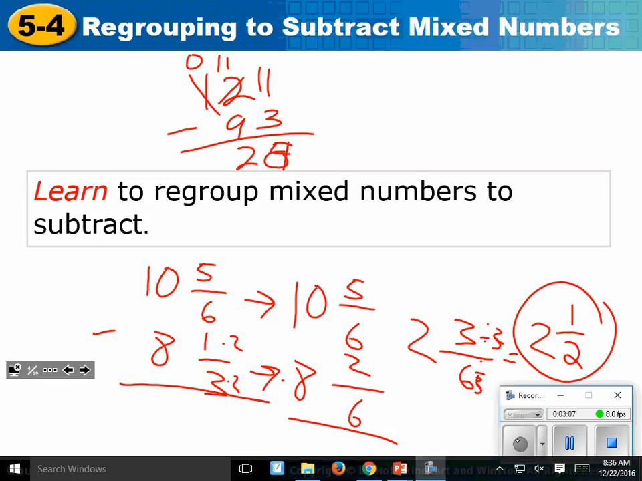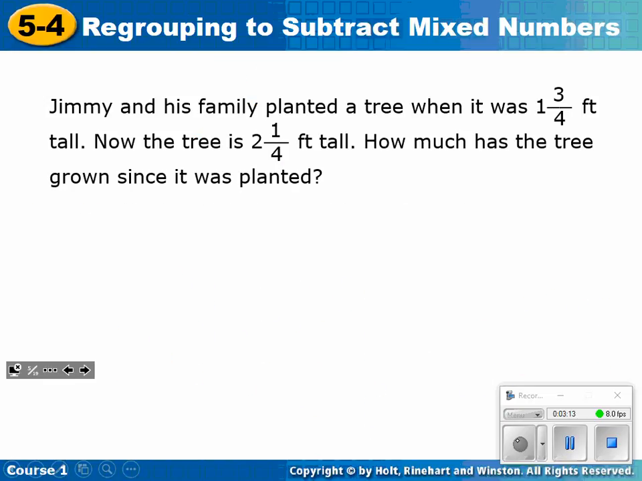Now, with fractions, there's going to be times that we're going to have to regroup. We got Jimmy and his family. They planted a tree when it was 1 3/4 foot tall. Now the tree is 2 1/4 feet tall. How much has the tree grown since it was planted? So you got 2 1/4 minus 1 3/4.